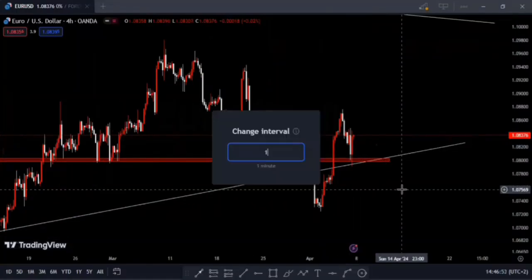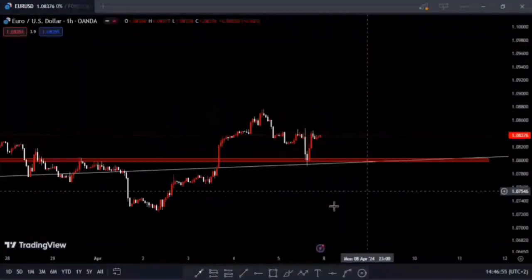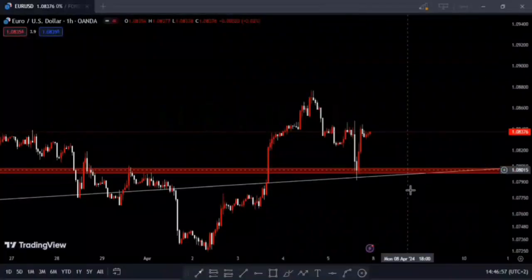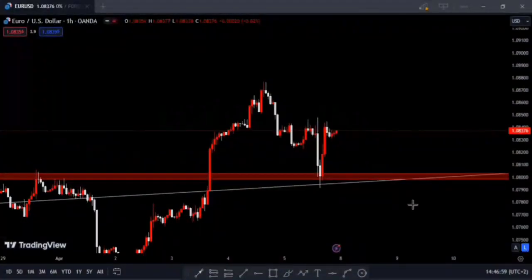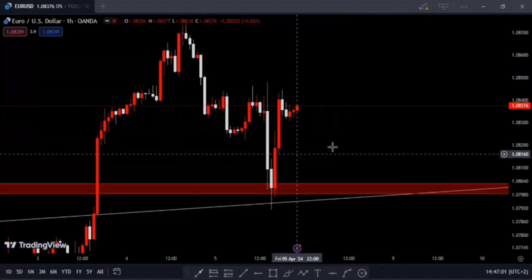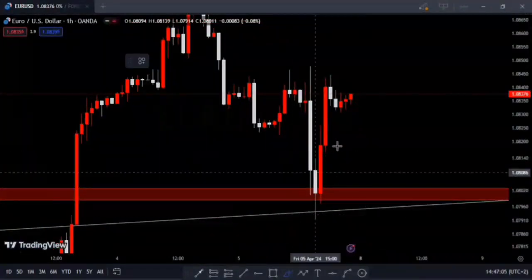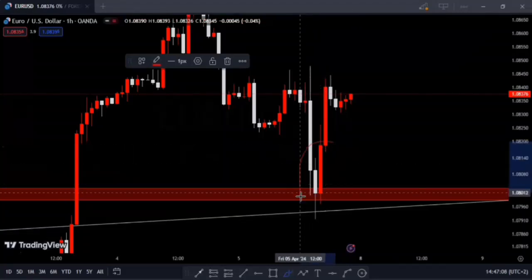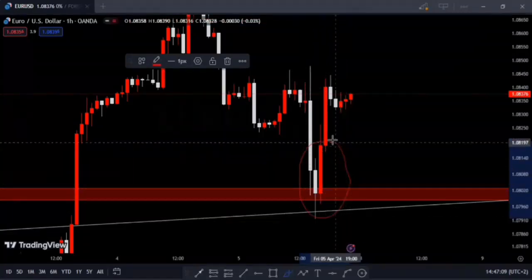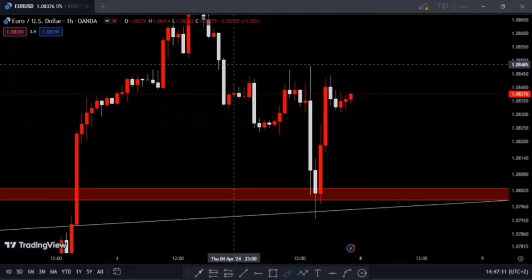So let me just go to the 1 hour time frame to see if I would have gotten any signal here. You see, guys, on the 1 hour time frame, we have a reversal candlestick, which is a bullish engulfing candlestick. Look at this, man. And this is how we would have taken advantage.